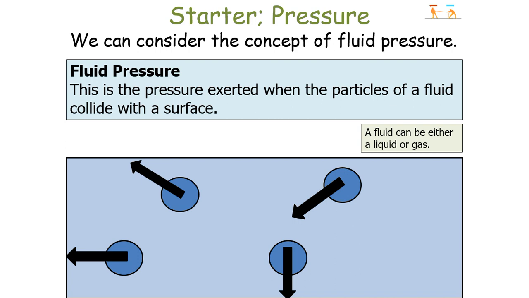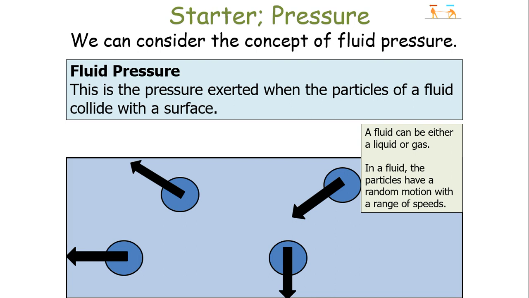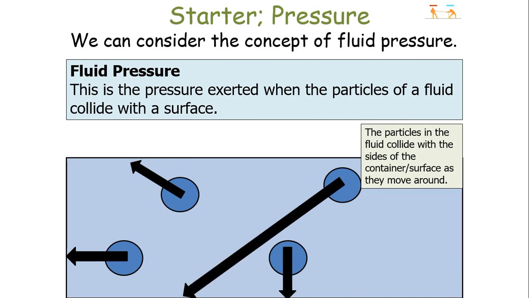Fluid pressure, like we said before, is the pressure exerted when the particles of a fluid collide with the surface. A fluid can either be a liquid or a gas. It is a substance that can flow, that can move. In a fluid, the particles have a random motion with a range of speeds. This means that in a fluid, in this particular example, the particles are moving around.